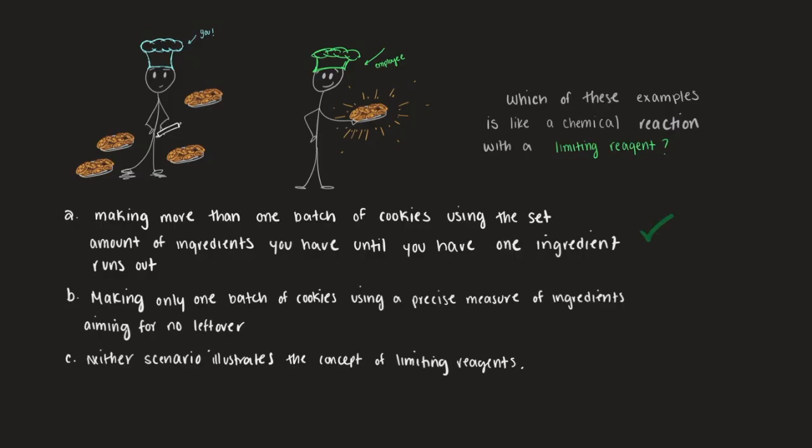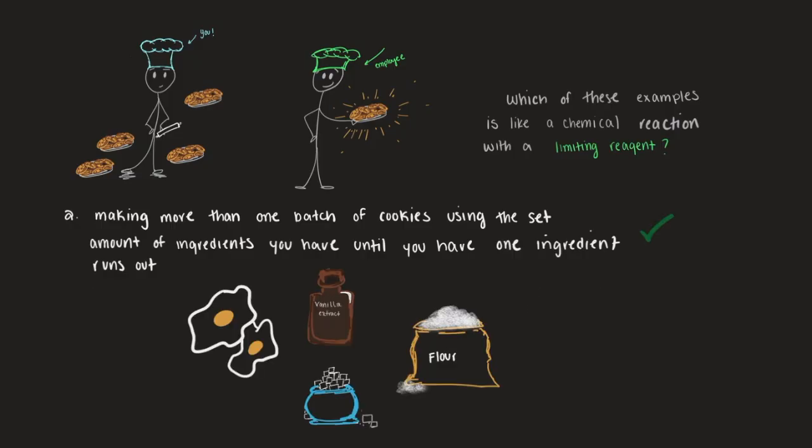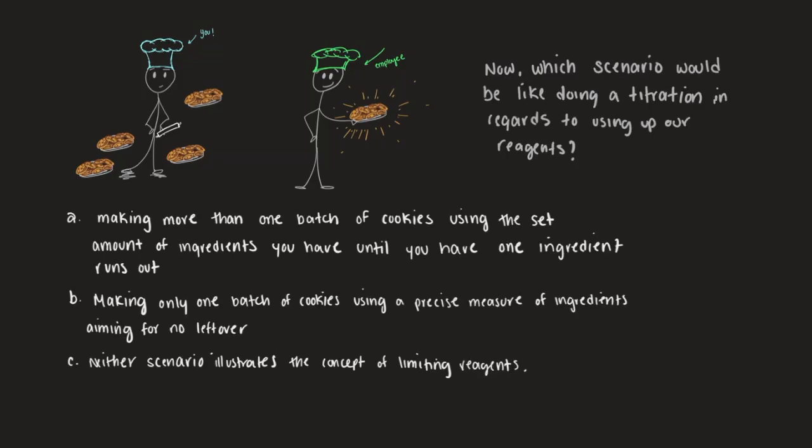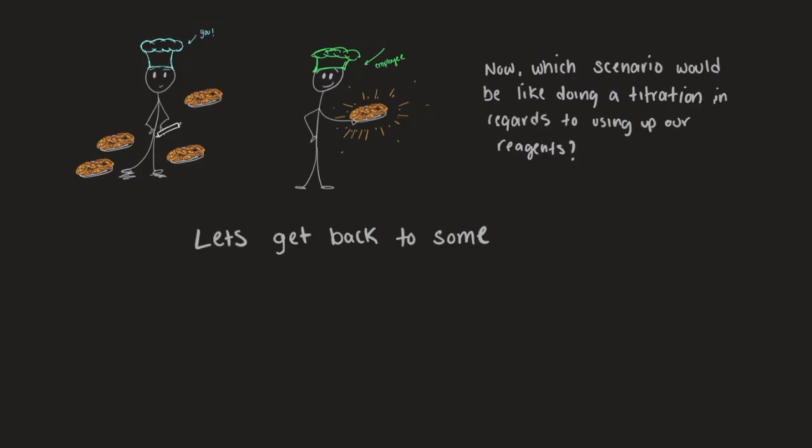That's right. How many batches we make depends on which of our ingredients runs out first. This illustrates the concept of limiting reagents. Now, which scenario would be like doing a titration in regards to using up our reagents? That's right. When we use up all of the ingredients or reactants exactly with nothing left over, then that is a titration. Let's get back to some chemistry.